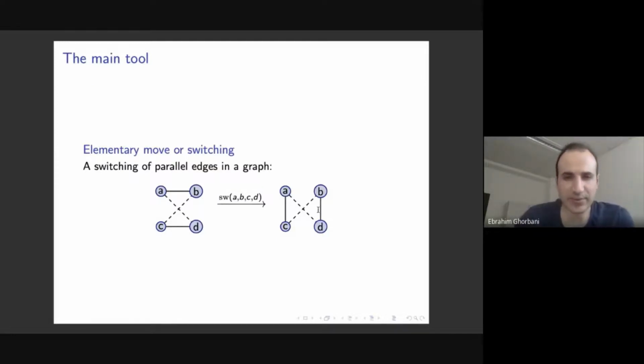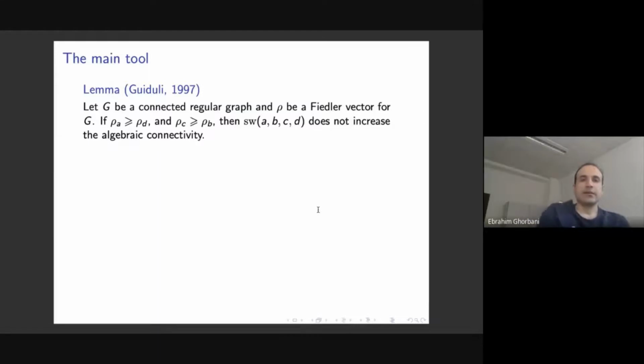But the point is that if we perform this switching and you have particular conditions on the components of the Fiedler vector, then this can decrease the algebraic connectivity. Here is a lemma by Guiduli to prove that. Let G be a connected regular graph and rho be a Fiedler vector for G. If we have the additional condition that the component of rho on A is bigger than or equal to its component on D, and also rho of C is at least rho of B, then this switching does not increase the algebraic connectivity, and in most cases decreases it.